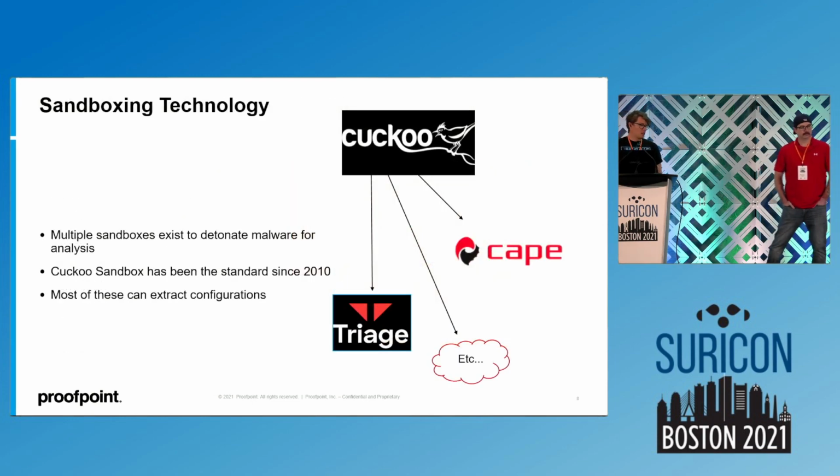When we talk about things like sandboxing technologies, most of the things that we utilize are based on Cuckoo Sandbox. So Cuckoo is kind of the golden standard for sandboxing. Back in 2010 is when it was released, and it is really, really cool. It's very modular, and it allows companies like Hatching, Triage, Cape Sandbox, and many others, both public and private, to detonate these malware samples and extract exactly what we need from it.